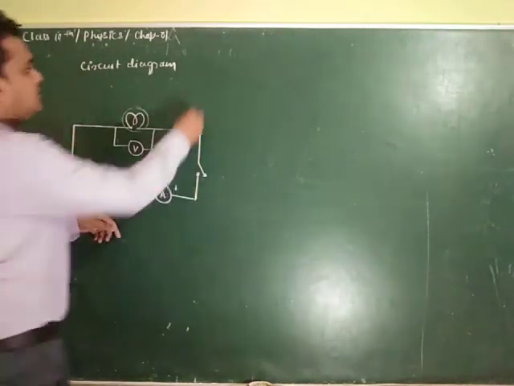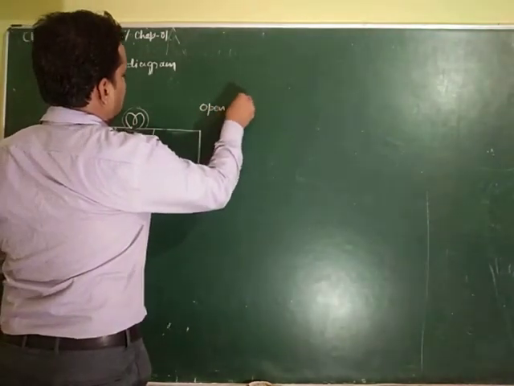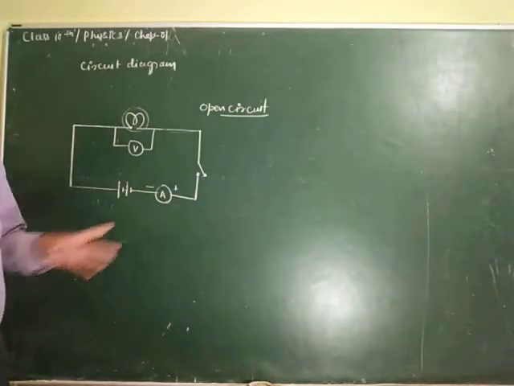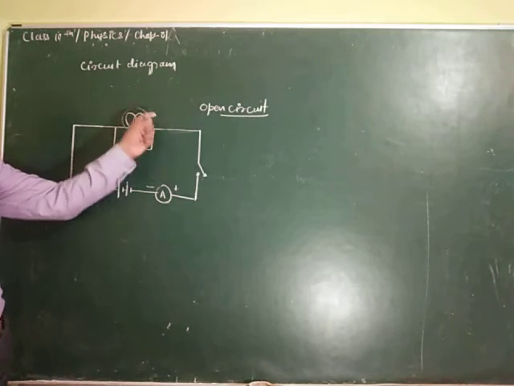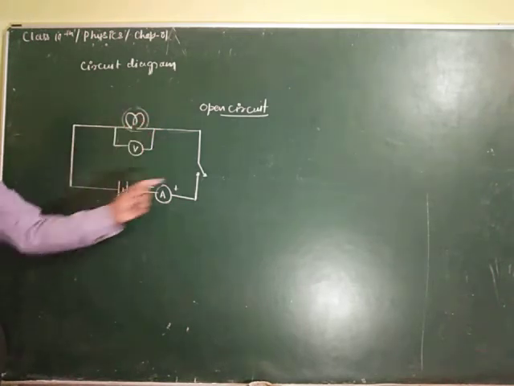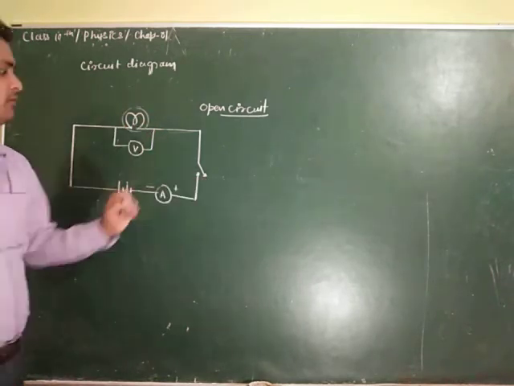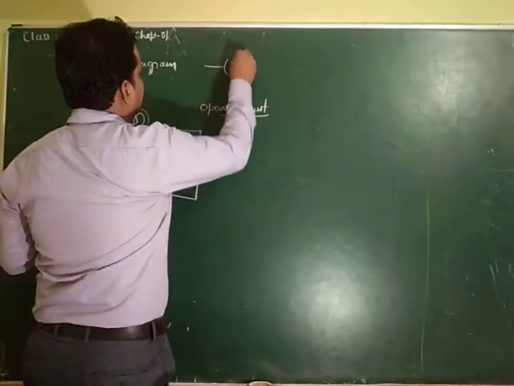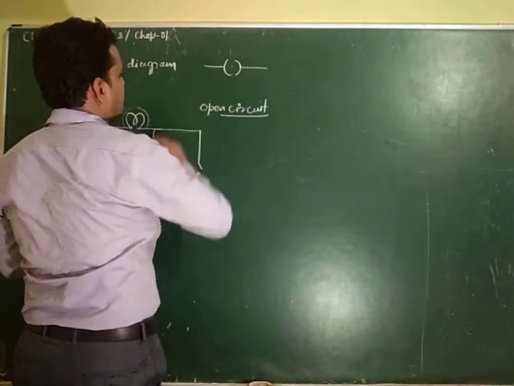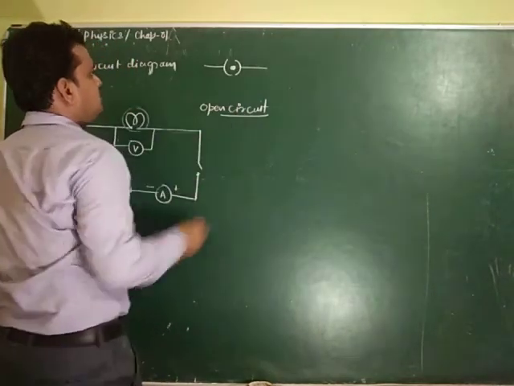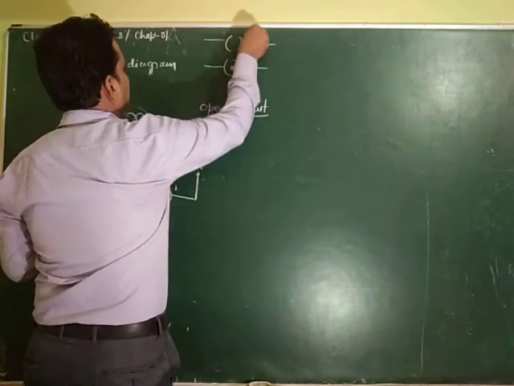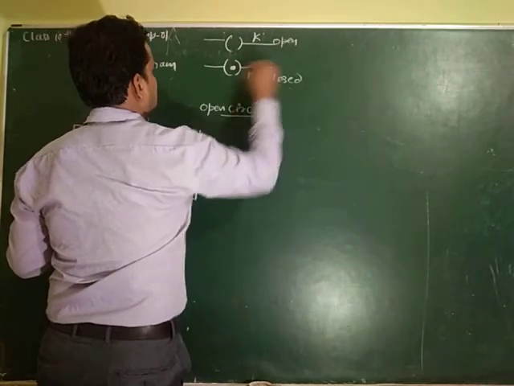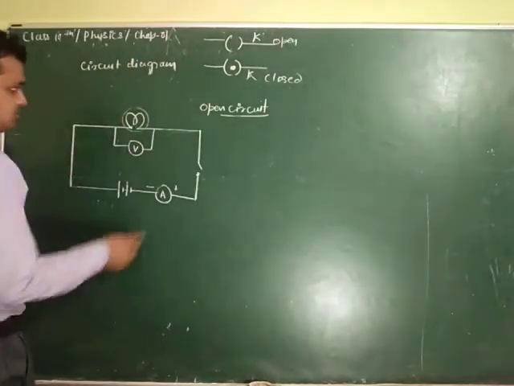This circuit is known as an open circuit. There are two types of circuit. Open circuit: why is it open? Because there is no current flowing through this and the bulb has not glowed yet. Why? Because this key is open. This is the tapping key; you can also use this type of key. This is open, this is closed. This is a closed circuit, an open circuit.